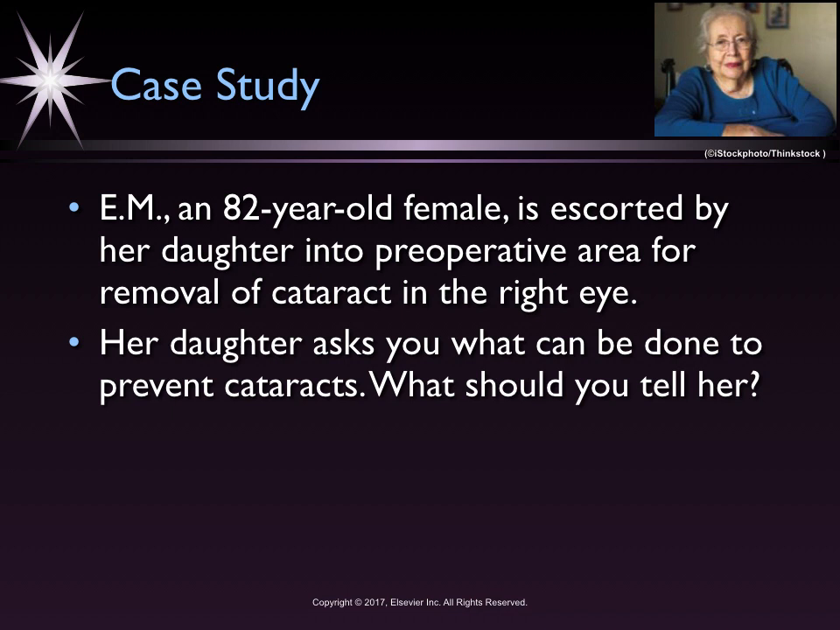So, although there's no way known to completely prevent cataracts, you could tell the daughter that there's some basic steps that can improve overall eye health, and that is something that can help prevent or slow down the process. Things like wearing sunglasses, avoiding unnecessary radiation, maintaining appropriate intake of antioxidants like vitamin C and E, and in general, good nutrition. And you can also use other visual enhancing techniques.